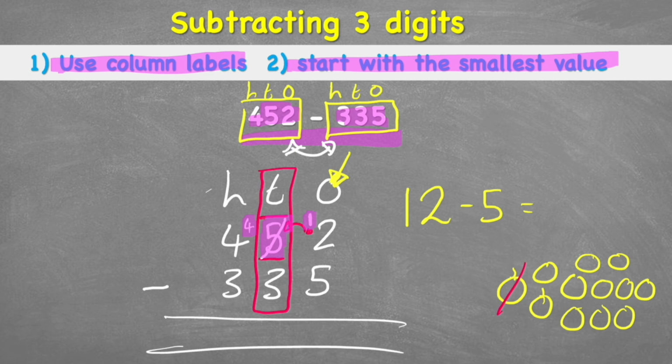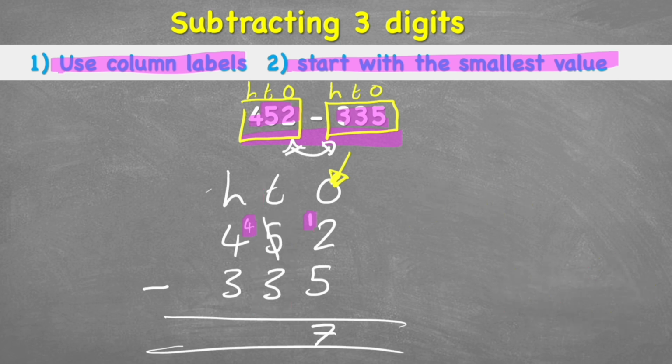Let's cut away 5. 1, 2, 3, 4, 5. And now let's count how many I've got left. 1, 2, 3, 4, 5, 6, and 7. Whew, that was difficult, wasn't it? So now I've finished my first column. 12 subtract 5 is 7.